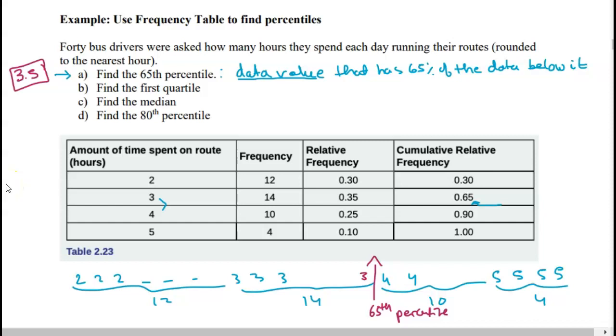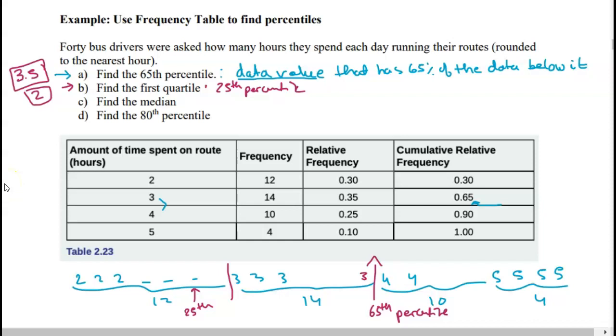All right, let's look at the first quartile. So the first quartile means the 25th percentile. So we're looking for the point in my data set where 25% of the data is below it. If I look at the relative frequency, at the end of the twos, we have 30%. So 30% of the data is all twos. So the 25th percentile must be somewhere in the middle of the twos. Right, so the 25th percentile is a 2.